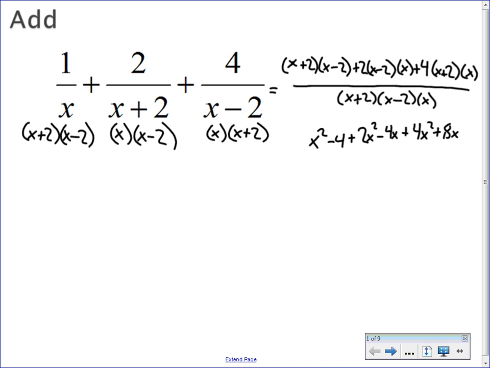Is your work matching his? You know what, Aaron, go ahead and leave the denominator factored. Okay.